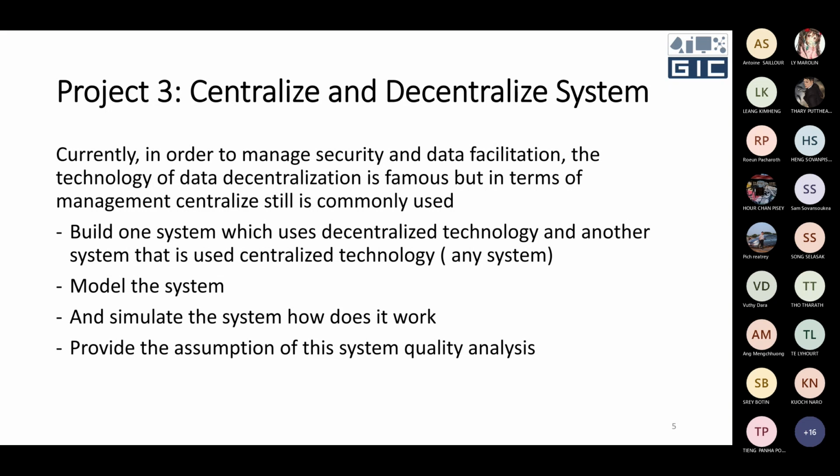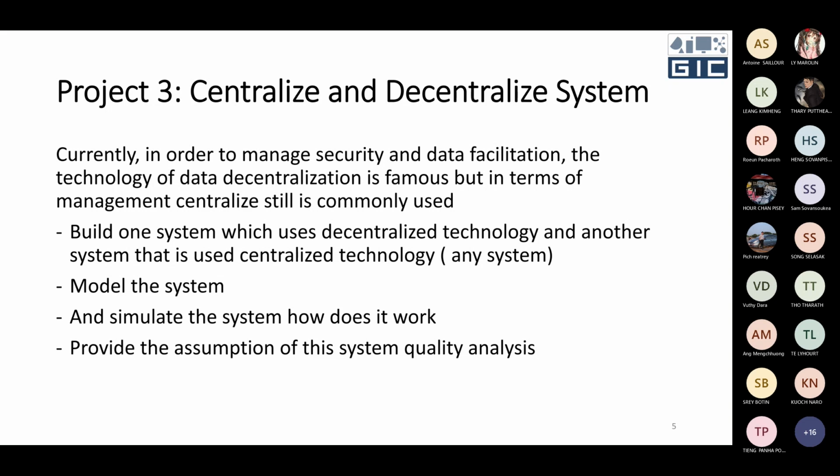Build one system. In this case I use the term build to mean implement or search for another system. It's a kind of research work, development work, or you build it yourself. So you have one system using decentralized technology and another system using centralized technology, whichever you prefer. You implement it, develop it, or search for it, and then model those systems. So you have two systems, one centralized and the other decentralized.